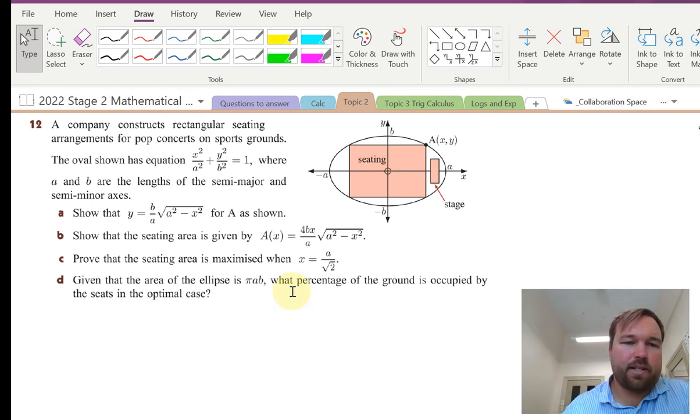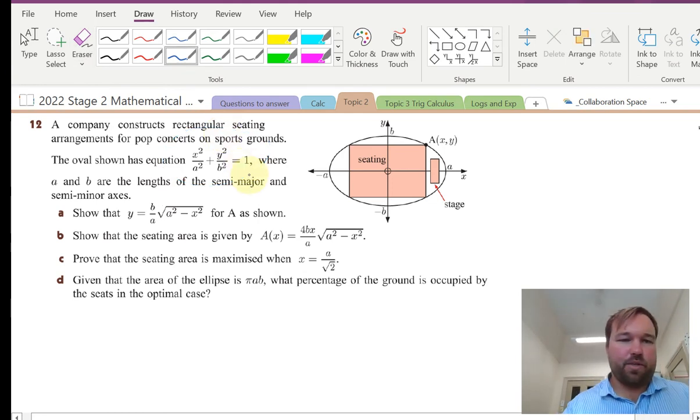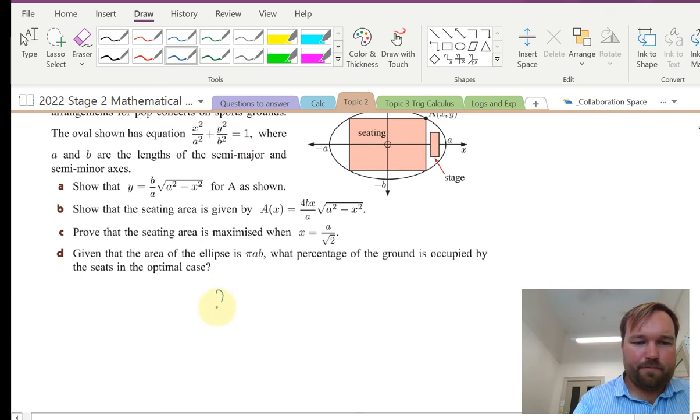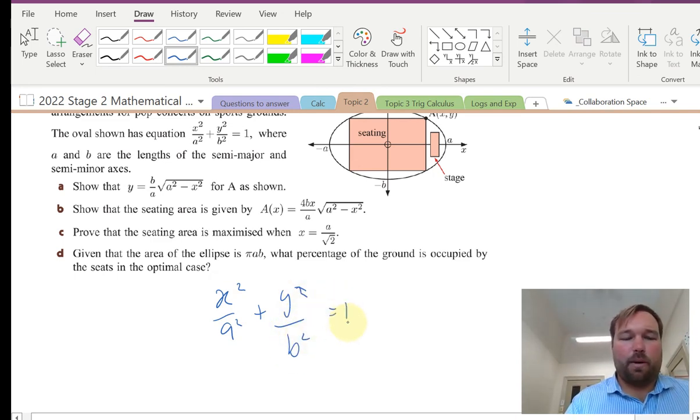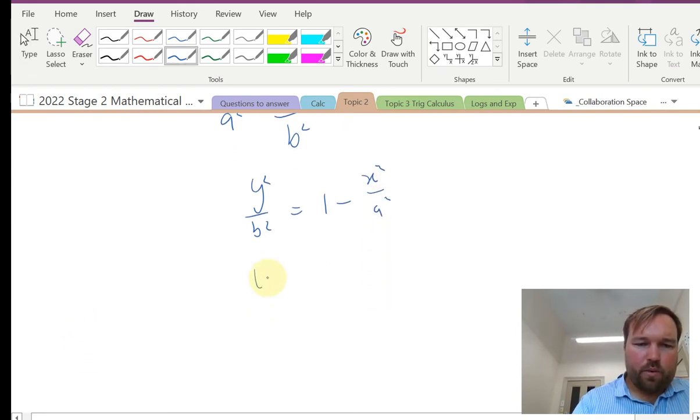All right, so what they're basically asking us to do is take this equation and rearrange it to get y by itself, because we don't do implicit differentiation. x squared on a squared plus y squared on b squared equals 1. All right, we need to get y by itself. So y squared on b squared equals 1 take x squared on a squared. y squared equals, to multiply the b squared up, b squared take b squared x squared on a squared.